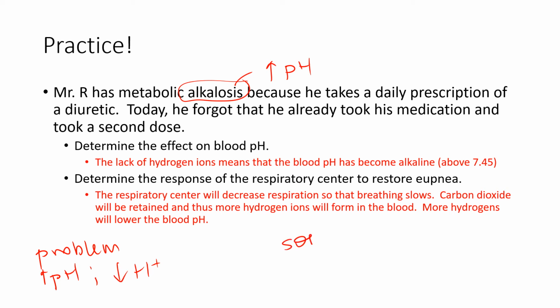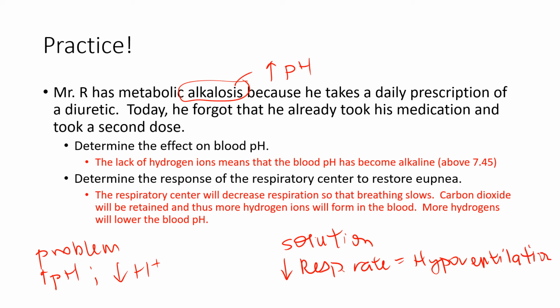So my solution has to do with either increasing or decreasing the amount of carbon dioxide in the bloodstream. We know that if I need more hydrogens, I need more carbon dioxide. They're linked together directly. So my solution is to change my respiration rate so that I keep more carbon dioxide. So should I breathe more quickly in this situation or more slowly? This time we're going to decrease that respiration rate. That condition is known as hypoventilation. Okay, so hypoventilation will cause you to retain more hydrogens, more carbon dioxide, and the blood pH will be restored back to normal.